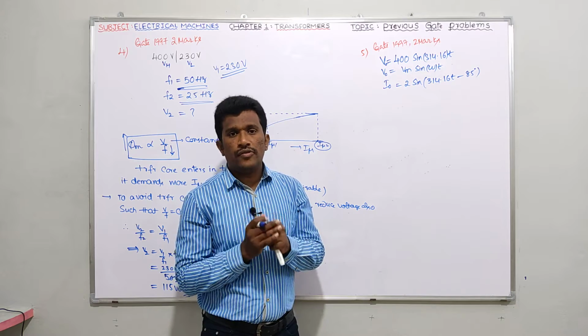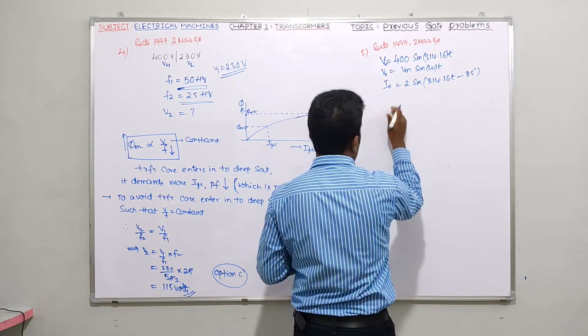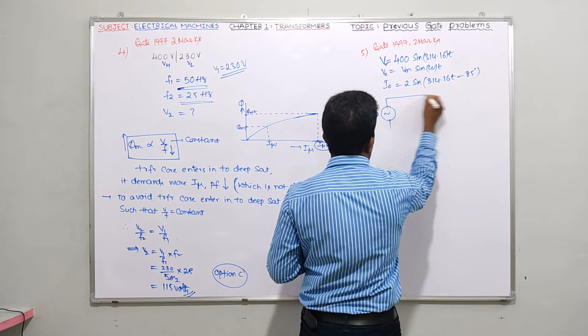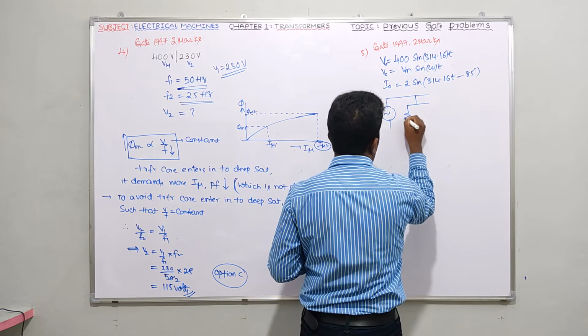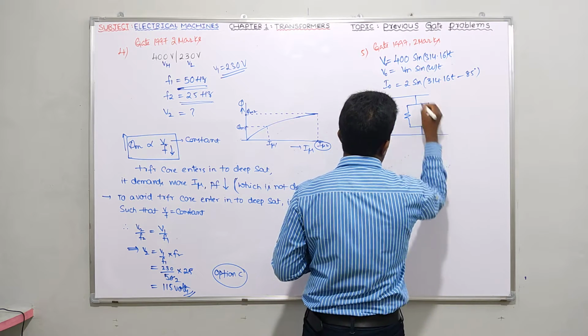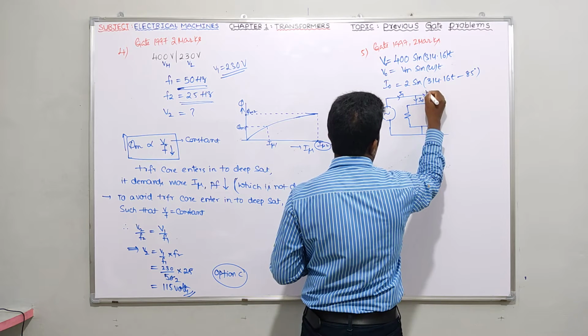Okay. So you have to find Z naught. If you want me to draw this equivalent circuit, I can draw it like this. This is the voltage V naught. Shunt branch parameters I can take R naught here, X naught here. And here I1 is a current, I naught is a current here. Here I2 dash is a current.